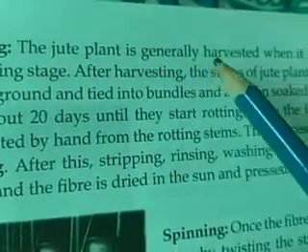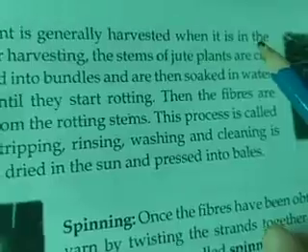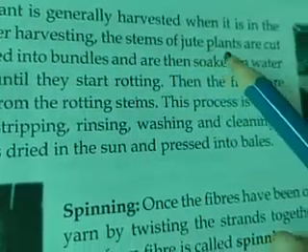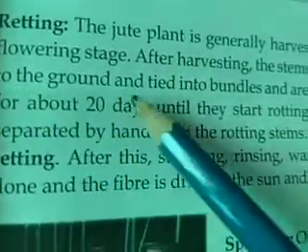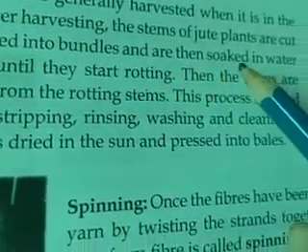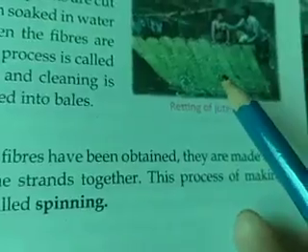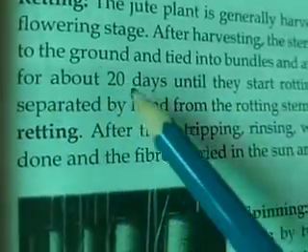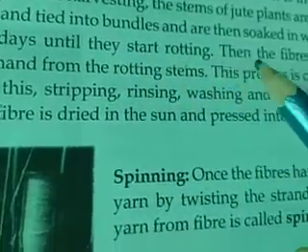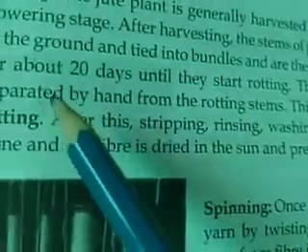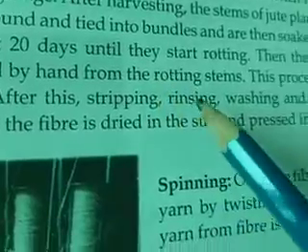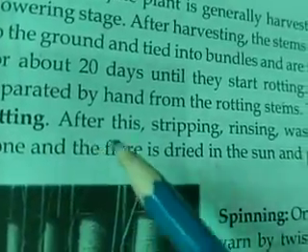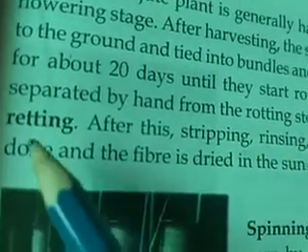The jute plant is generally harvested when it is in the flowering stage. After harvesting, the stems of jute plants are cut to the ground, tied into bundles and then soaked in water for about 20 days until they start rotting. Then the fibers are separated by hand from the rotting stems. This process is called retting. The rotting of stems is known as retting.